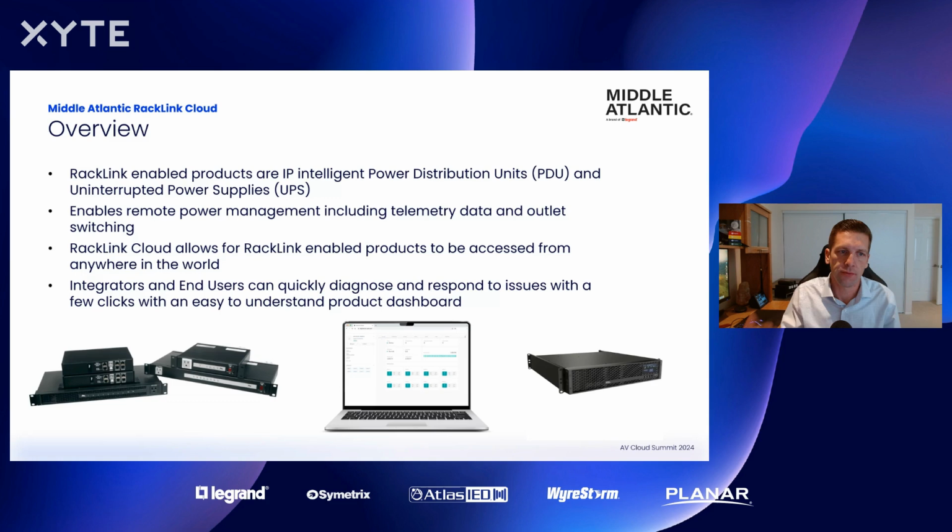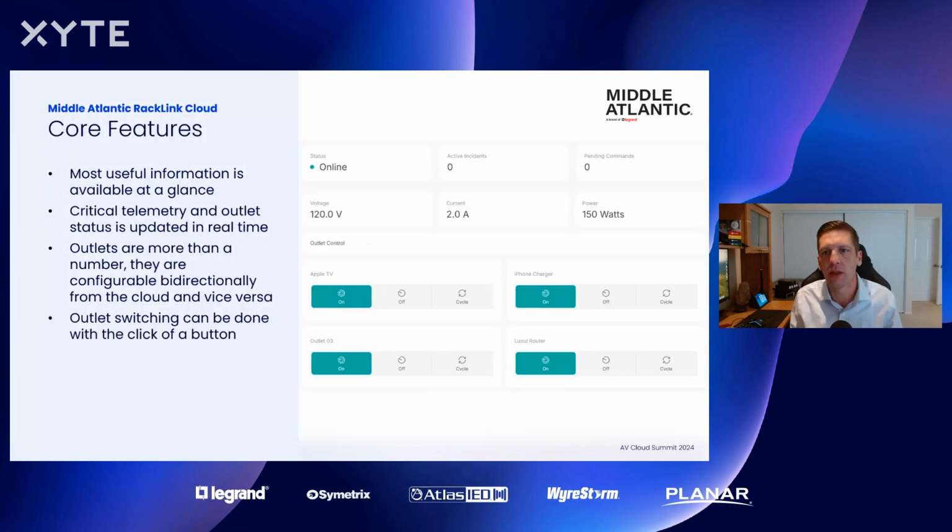And to take that a step further, Racklink Cloud will allow you to do that via the cloud anywhere in the world. So instead of needing to be on site, on that local network in order to communicate with the devices, you can go in and turn those outlets on and off and see the health of the power in your system from anywhere in the world. That allows integrators or end users to quickly diagnose, troubleshoot, respond to issues, or even see issues before they happen.